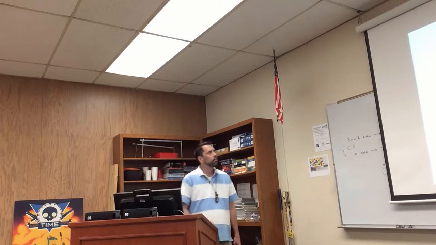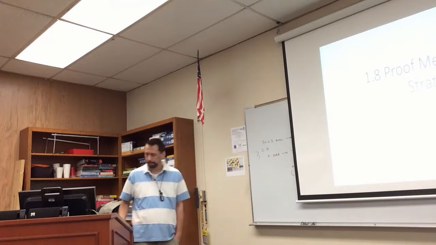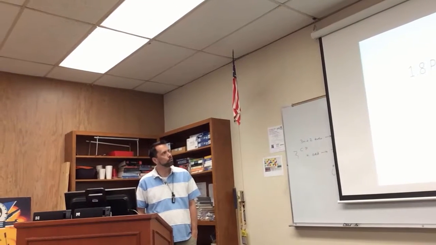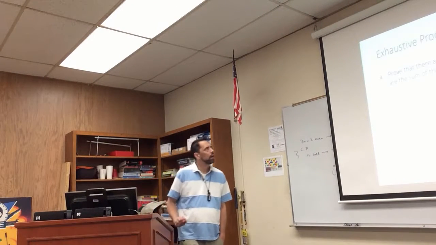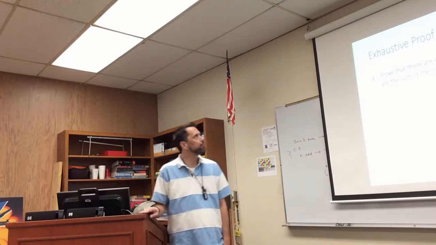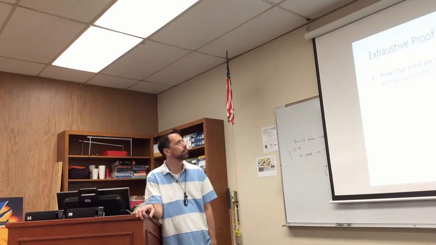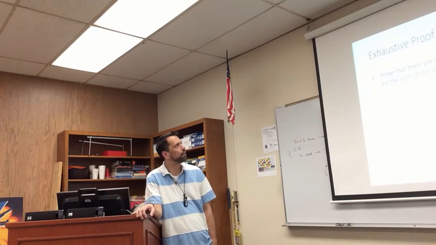1.8. So a little more about proofs. Different kinds of tricks with proofs. Okay, starting with exhaustive proof and proof by cases. So the first one says, prove that there are no positive perfect cubes less than 1,000 that are the sum of the cubes of two positive integers.